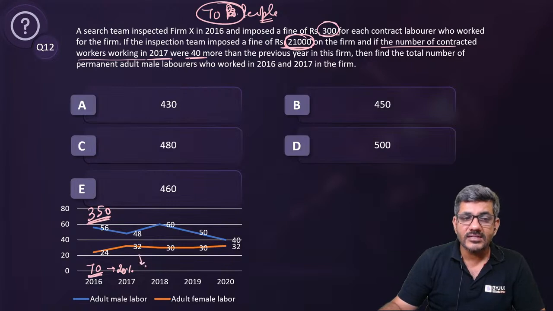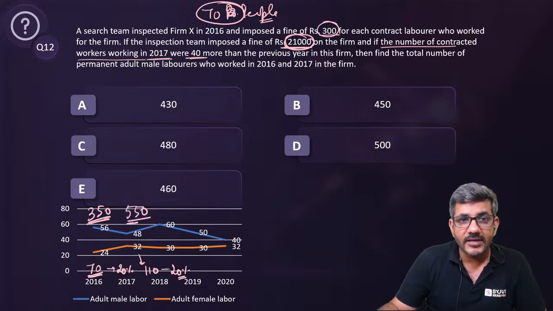in 17 contract laborers, it says 40 more, so it becomes 110. And here also it is 80% because 48 plus 32, right, that is equal to 80, so 20% is contract. So if 20% of the total is 110, that means total must be 550 there.